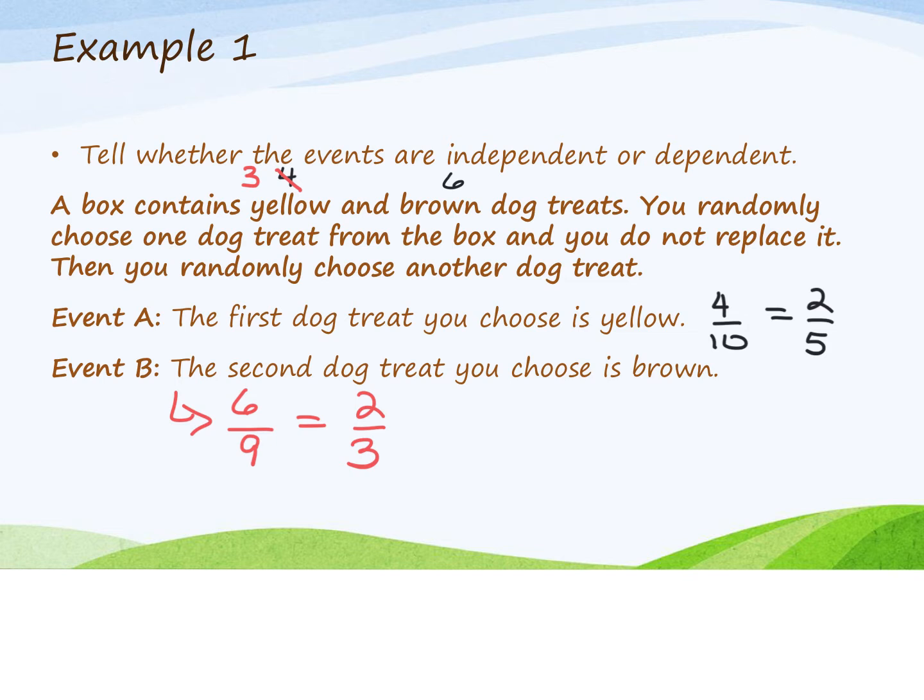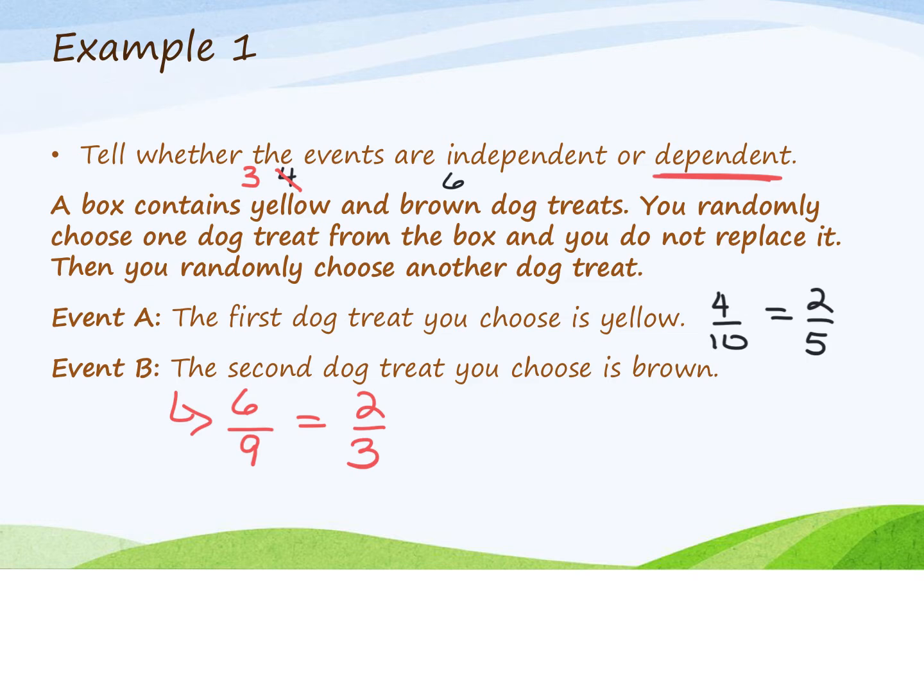And there's going to be a formula we're going to see here. So when you take something out of a jar or out of a box, or you select something and you keep it and don't return it, and then you have to calculate a second probability, that's considered a dependent event. But when you replace it, then it's independent.